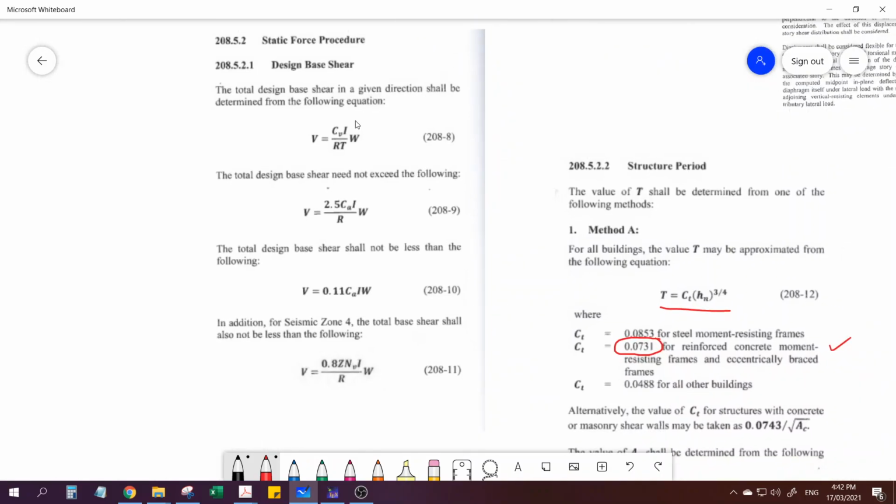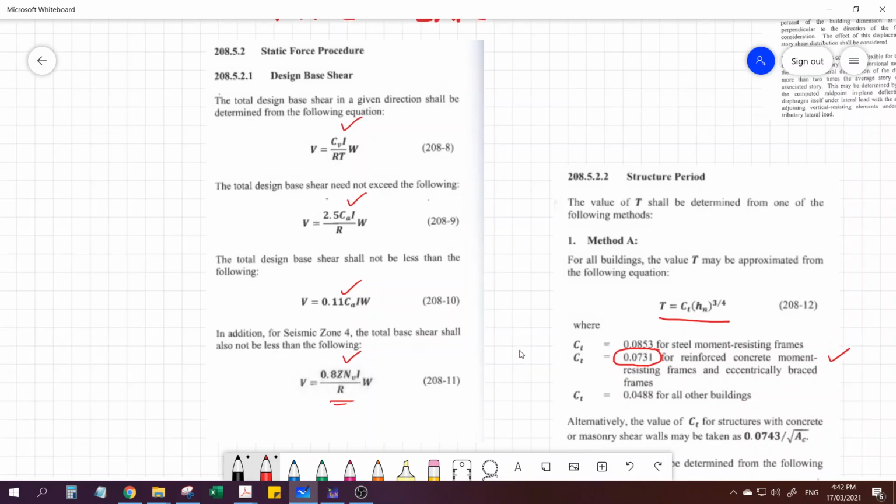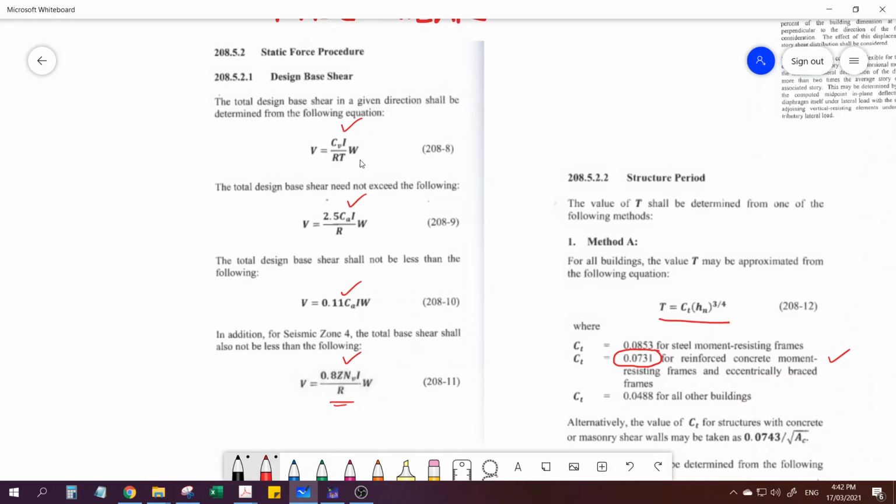So applying this formula, this is the total design base shear, but the code says you should not exceed this value, 2.5 CaIW over R, and you should not be less than this. And in addition, for zone 4 located project, you should use this. You should also use this, compare with the 3. Okay, so these are your 4 formulas of design base shear.